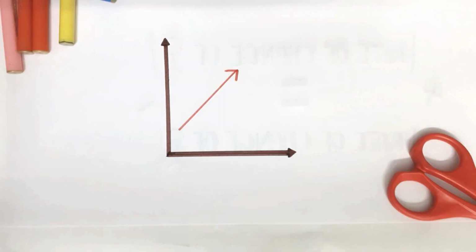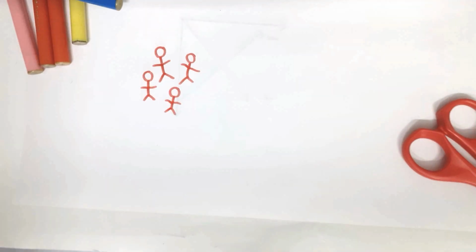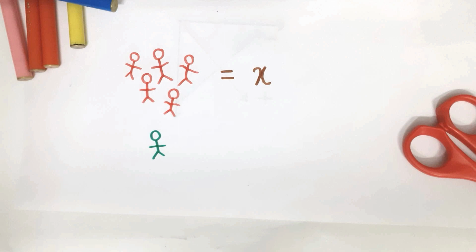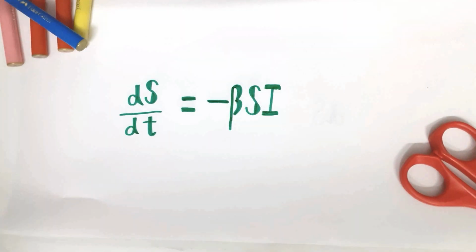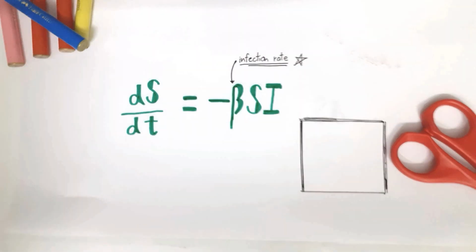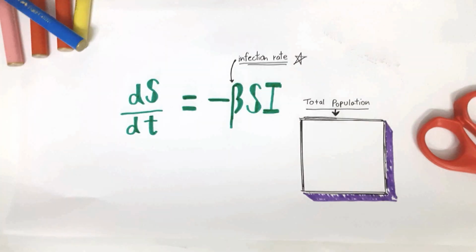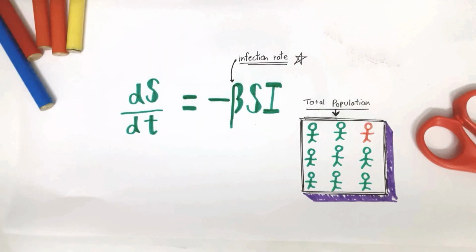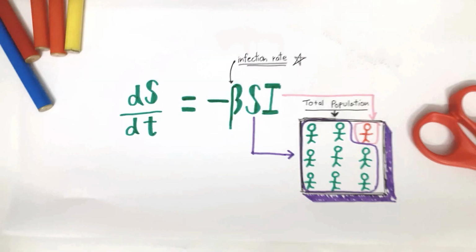You must have learned if a rate increases, the slope is positive. If it decreases, it's negative. So if the rate of change of infected people is x, then the rate of change of susceptible people will be minus x. This brings us to the first equation, rate of change of susceptible people. Beta here is the infection rate, that is number of people infected per unit time. S and I give us the initial values of susceptible and infected individuals. Note that the negative sign tells us about the decreasing rate of this quantity.